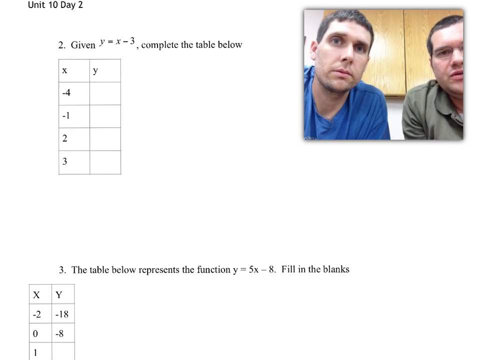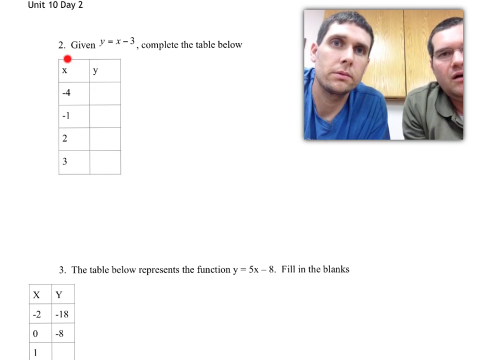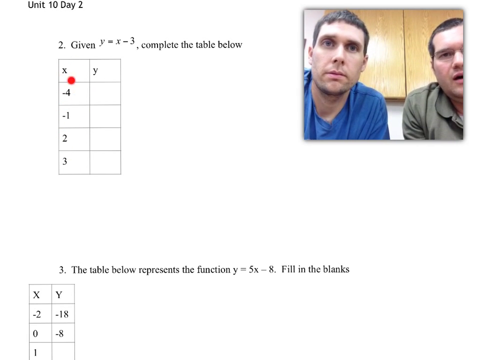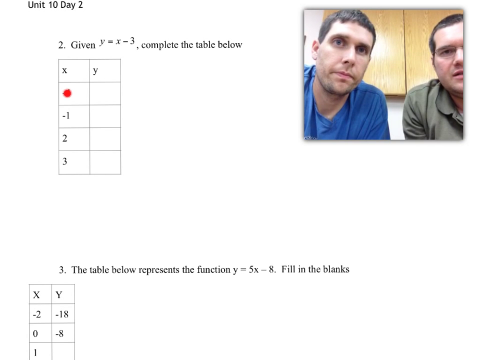So for this one, you can see that they give us all of these x values. So what I'm going to do, one at a time, is take each one of these x values and plug it into the equation, and that's going to give me my missing y. So let's do the first one together.